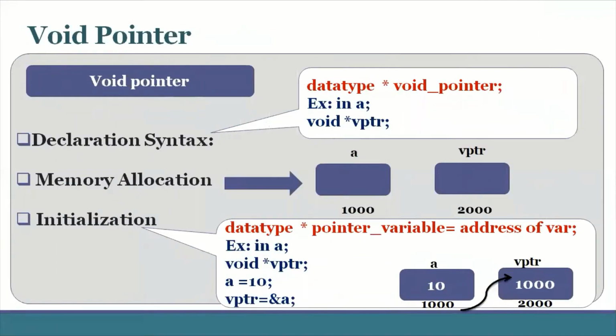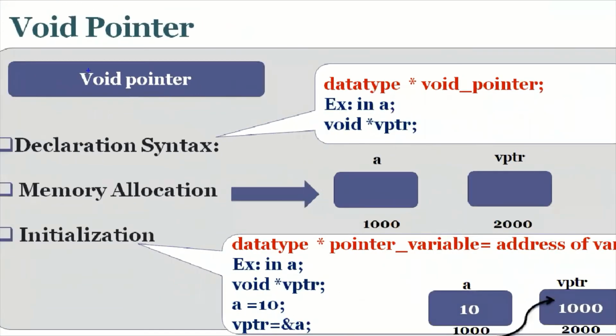Then coming to the void pointer. What is meant by a void pointer? A void pointer is a pointer that can hold the address of any type of variable. The address of any type of variable can be assigned to a void pointer. Void means nothing. Nothing means it can hold anything. It's not talking about a specific thing. It is about nothing, which means it can hold the address of any type of variable.